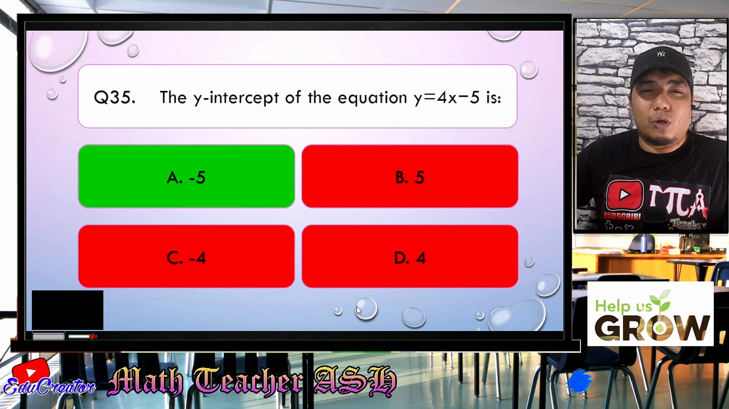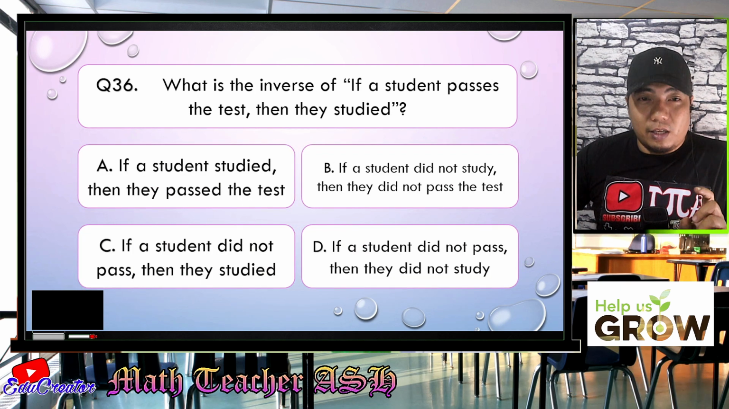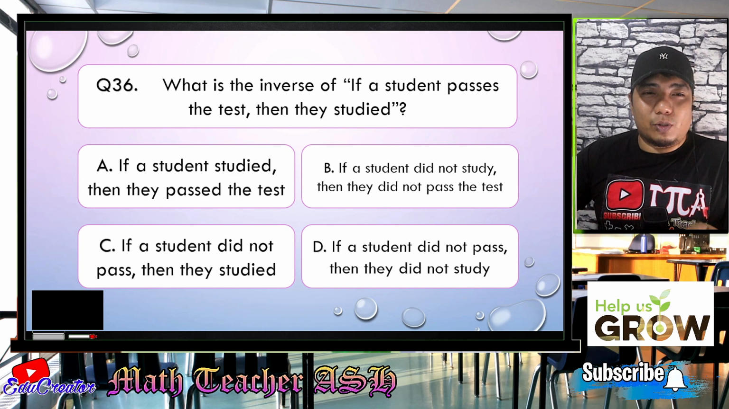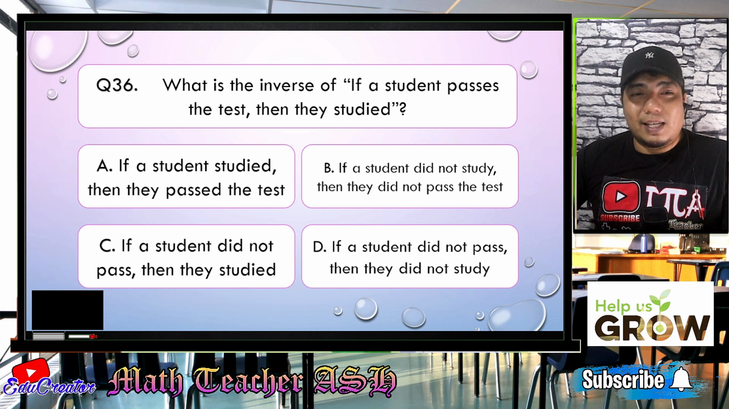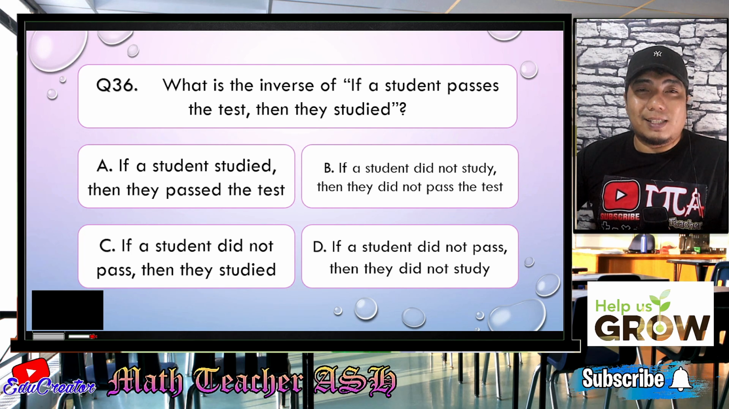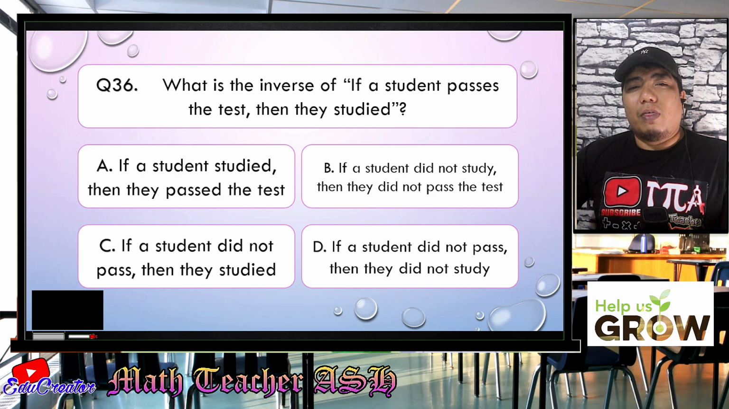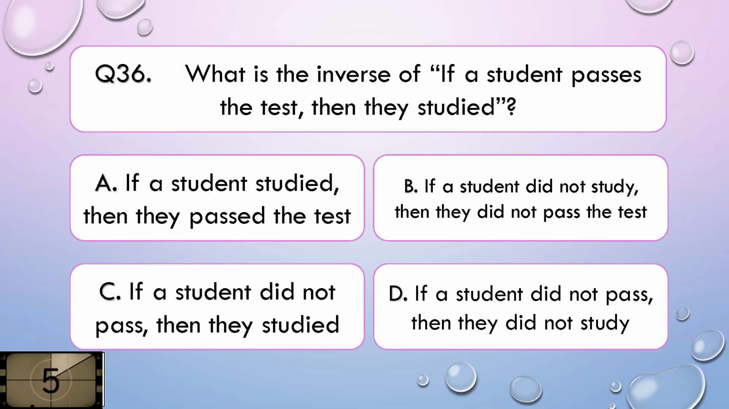So now let us go to question number 36. What is the inverse of "if a student passes the test, then they studied"? Is it A, if a student studied, then they passed the test? B, if a student did not study, then they did not pass the test? C, if a student did not pass, then they studied? Or letter D, if a student did not pass, then they did not study? I'll give you 5 seconds to think about your answer.